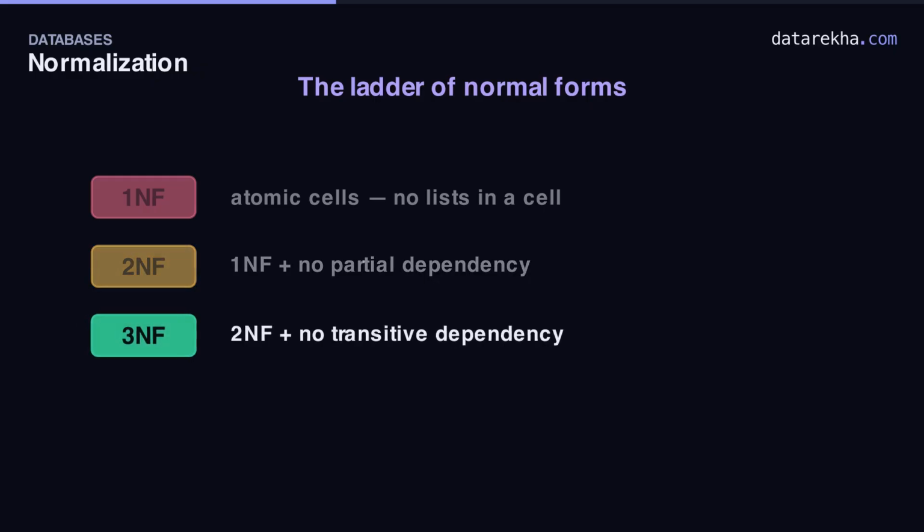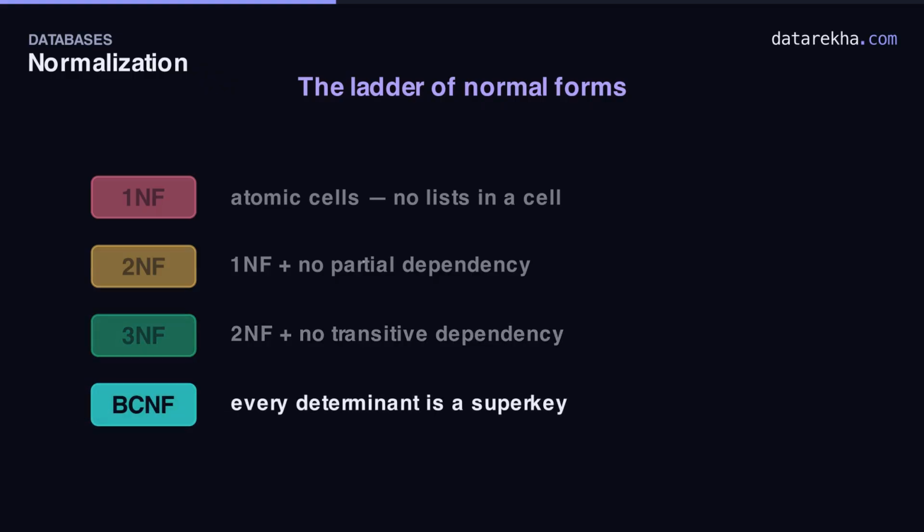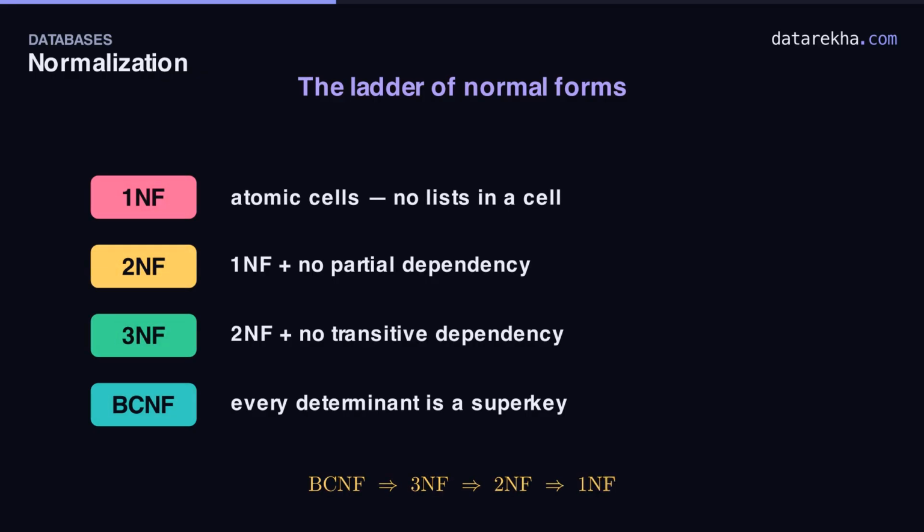Third normal form goes further. No non-key column may depend on another non-key column. And Boyce-Codd is the strictest of the four. Every single determinant on the left of a dependency must be a superkey. They nest tightest inside loosest. Boyce-Codd implies third, implies second, implies first. Climb the ladder and redundancy keeps falling, at the cost of more tables and joins. And the whole language is prime versus non-prime, exactly the labels from finding candidate keys.